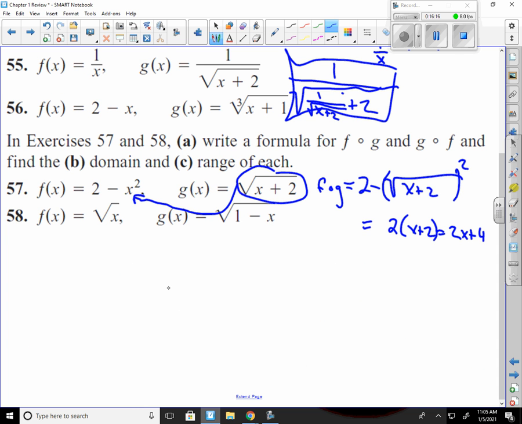Doing g of f now. It's going to be the square root of 2 minus x squared plus 2. This is going to give me negative x squared plus 4. And we're taking the square root of that. And that's all we can do with it.